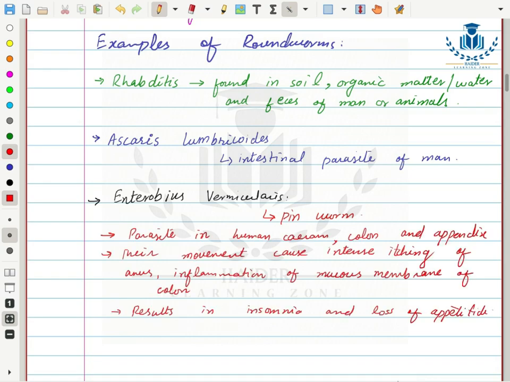Commonly called pinworm, it is a parasite in the human caecum, colon and maybe the appendix. It is basically a human parasite, and it mostly lives in the human caecum, colon and maybe in the appendix. Their movement causes intense itching of the anus. It also causes inflammation of the mucous membrane of the colon and appendix. So it results in insomnia and loss of appetite, and further mental disturbance.